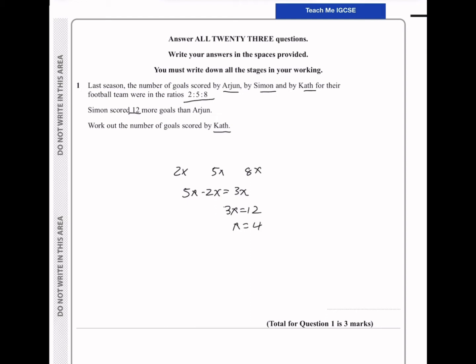Now we have to find how many goals Kath scored. That would be 8x, so we do 8 multiplied by 4, and we get 32.